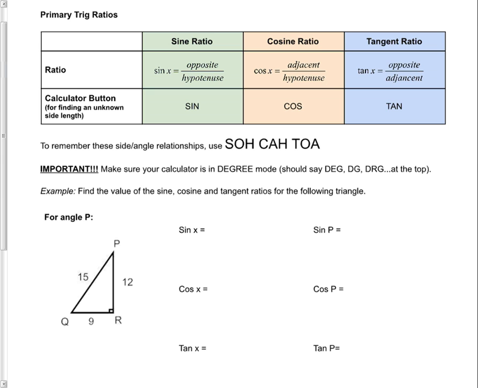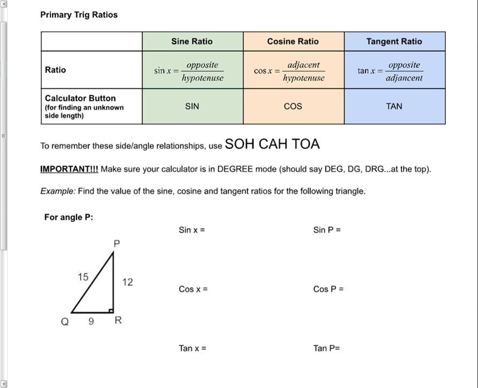Then you also have the cosine ratio, which is the cos of any angle is equal to the length of the adjacent side divided by the length of the hypotenuse. It's got the cos button on your calculator. And you also have the tangent ratio. The tangent ratio, tan of x, of any angle, is equal to the opposite side length divided by the length of the adjacent side. And again, on your calculator, you have a button called tan.